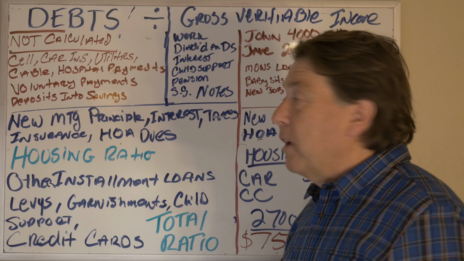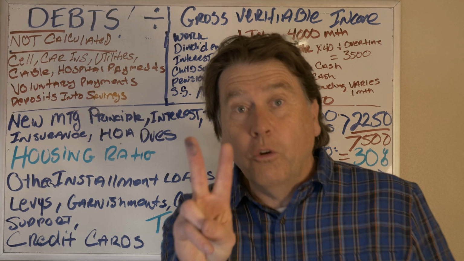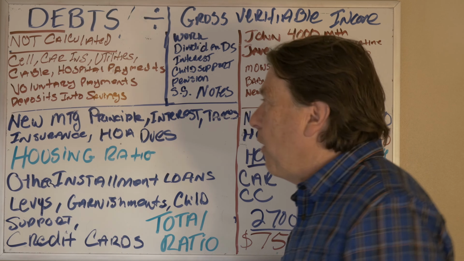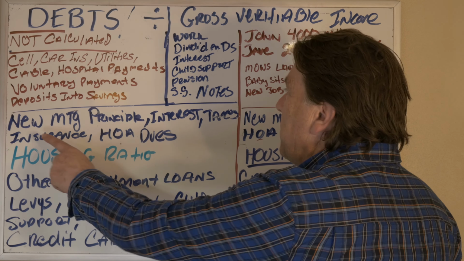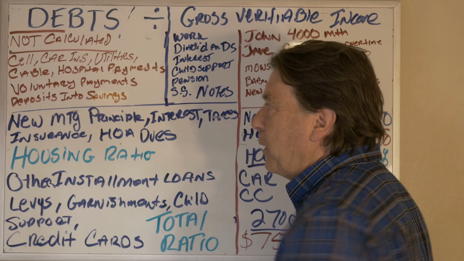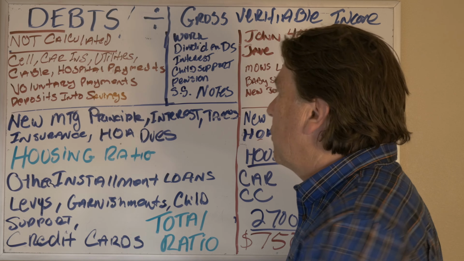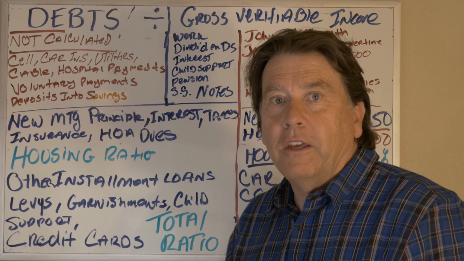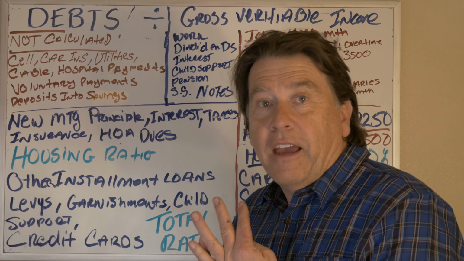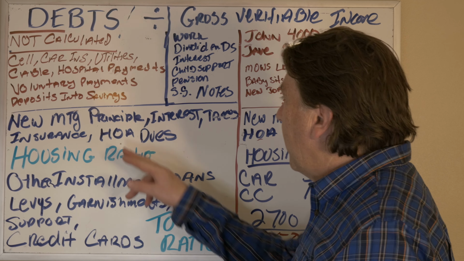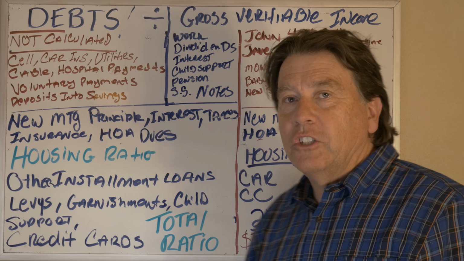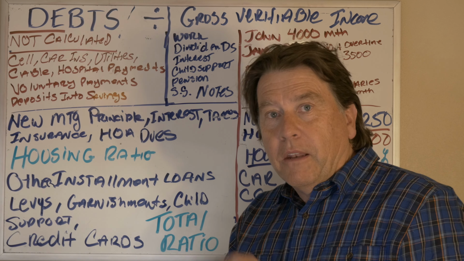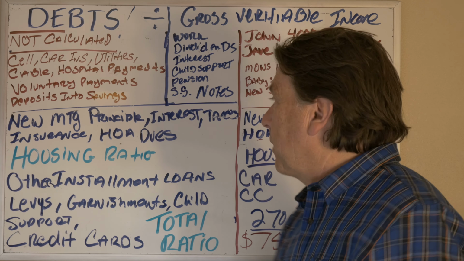So now let's look at the items that actually go into the two ratios. So not one, but two. Okay, the first one is what they call the housing ratio. And your housing ratio is going to be your new mortgage payment, which includes the principal, interest, taxes, and insurance, and any homeowners association dues. So we're going to use that total payment divided by your total income.